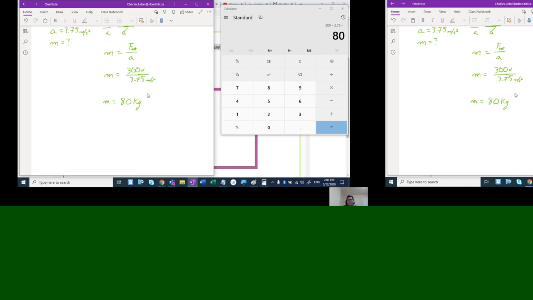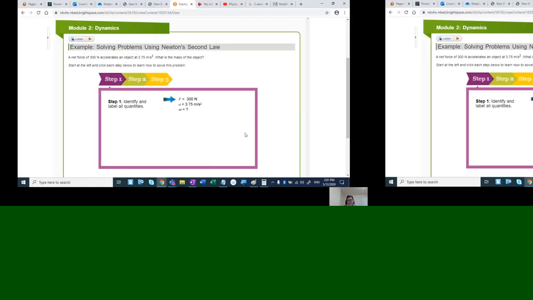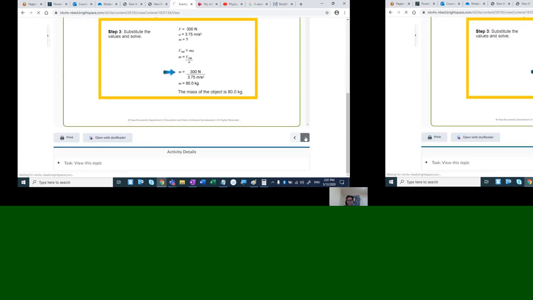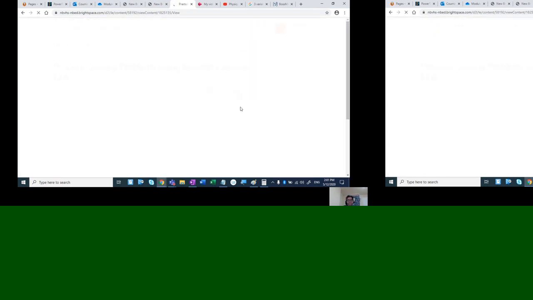And this only works if you respect that forces are in newtons, accelerations are in meters per second squared. That's often where the issue is. Okay, this has to be standard. And the mass is in kilograms. Very good example.